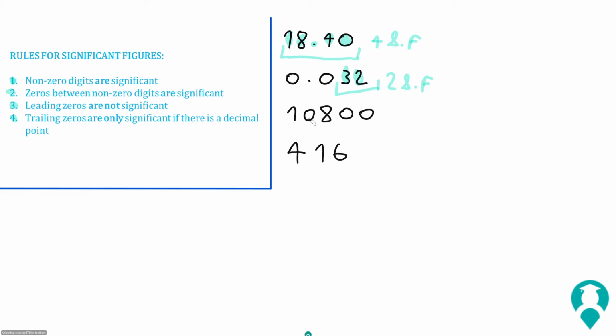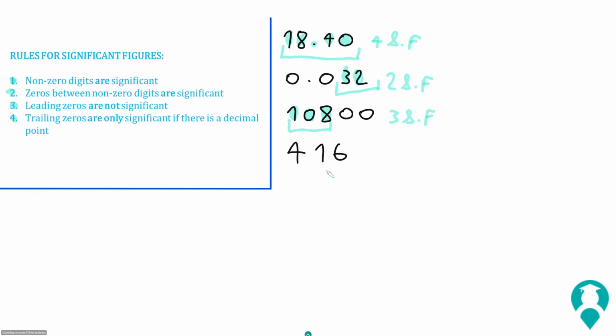Now, next up, we need to apply rules 1 and 2. We know that non-zero digits are always significant, so our 1 and our 8 are significant. And zeros in between non-zero digits are significant too, so is this 0. And lastly, these two zeros over here are not significant, because they're trailing zeros, and there is no decimal point in this case. So 1, 0, and 8 are significant, and that makes 3 significant figures.